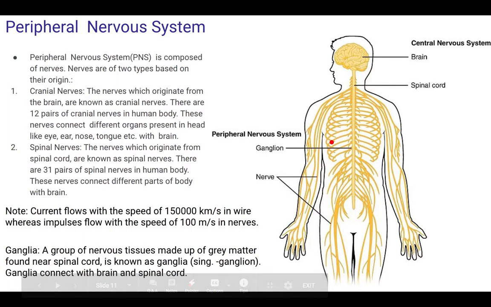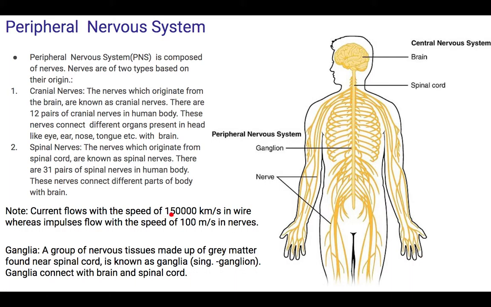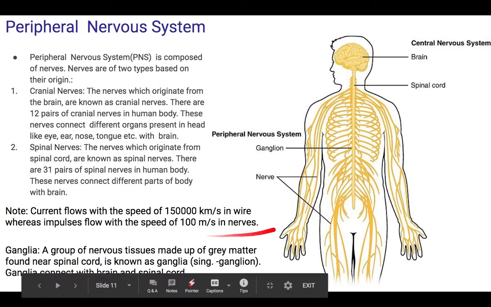Now if you want to compare the flow of impulses through the nerves, you can compare it with the flow of electric current. Electric current flows at the speed of 1,50,000 kilometer per second in wire. That means in 1 second, current can flow 1,50,000 kilometer. In the same way, our impulses through the nerve can travel 100 meter in 1 second. So it is not so less. It is very fast.